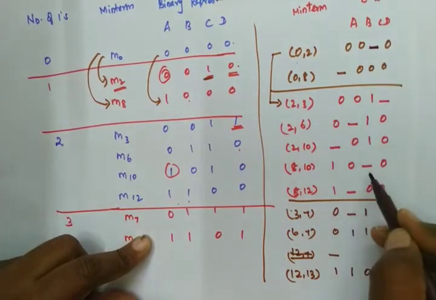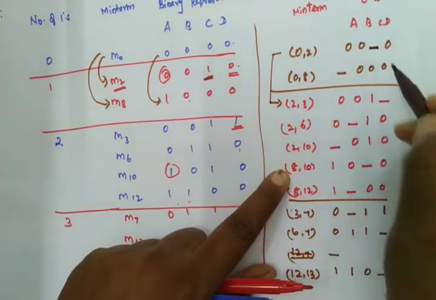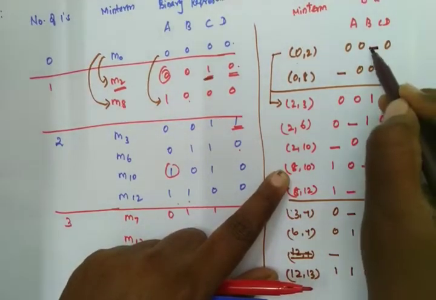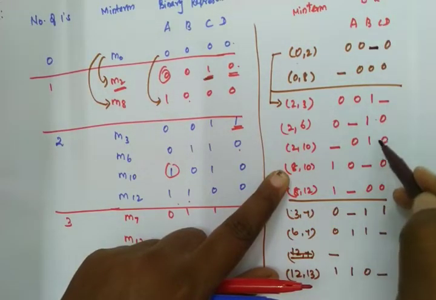Where we are getting dash. Okay, here we have dash. Now we can compare this first before going to this. Check where we have dash. We have dash in the third bit. So it is not possible. This is not possible.